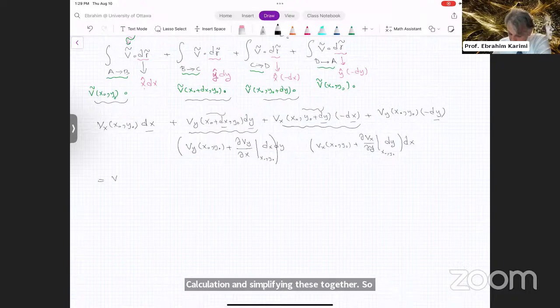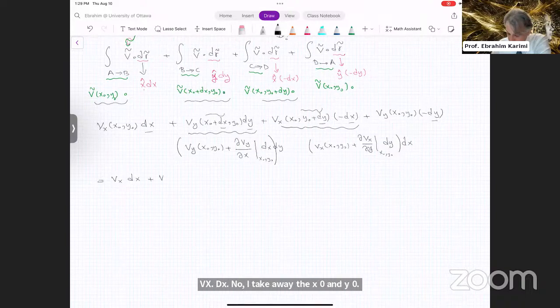So let's do a little bit of calculation and simplifying these together. So you have vx dx. Now I take away the x0 and y0. Then the second term will be vy dx dy.